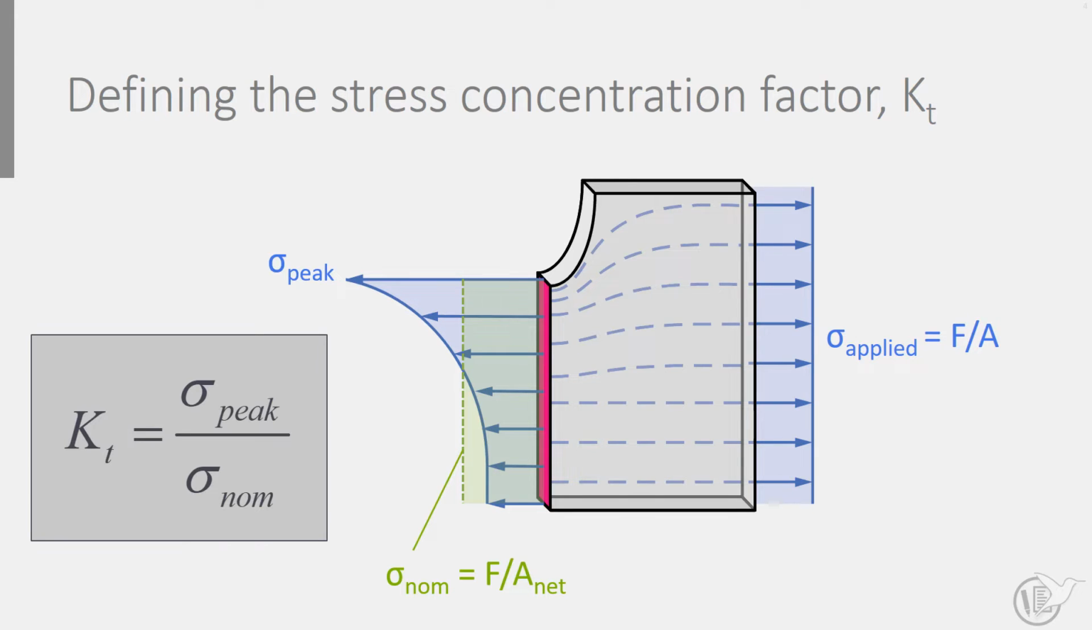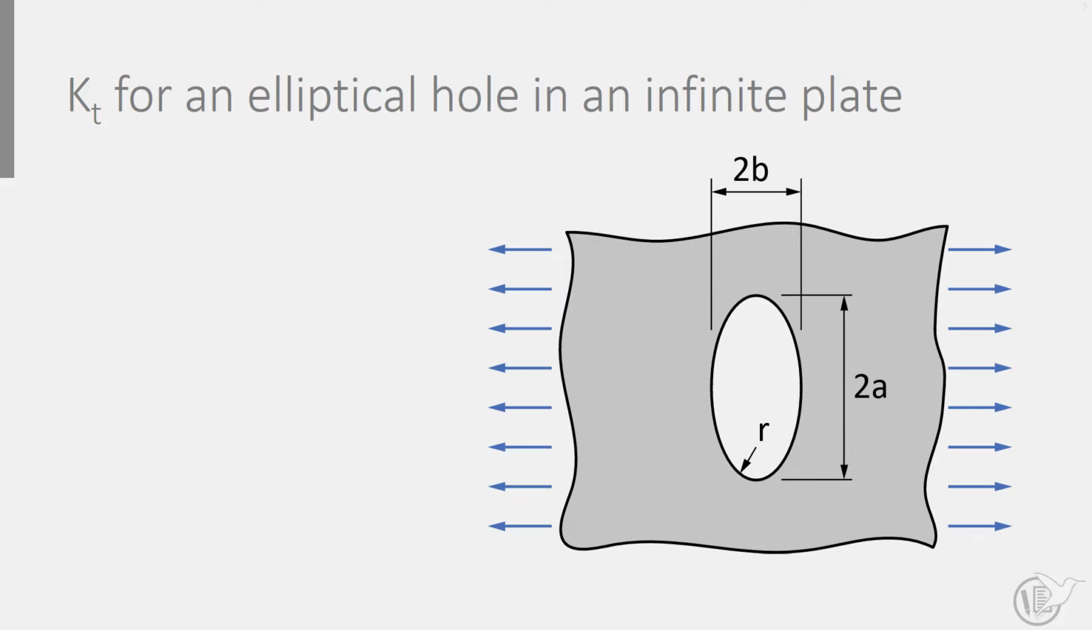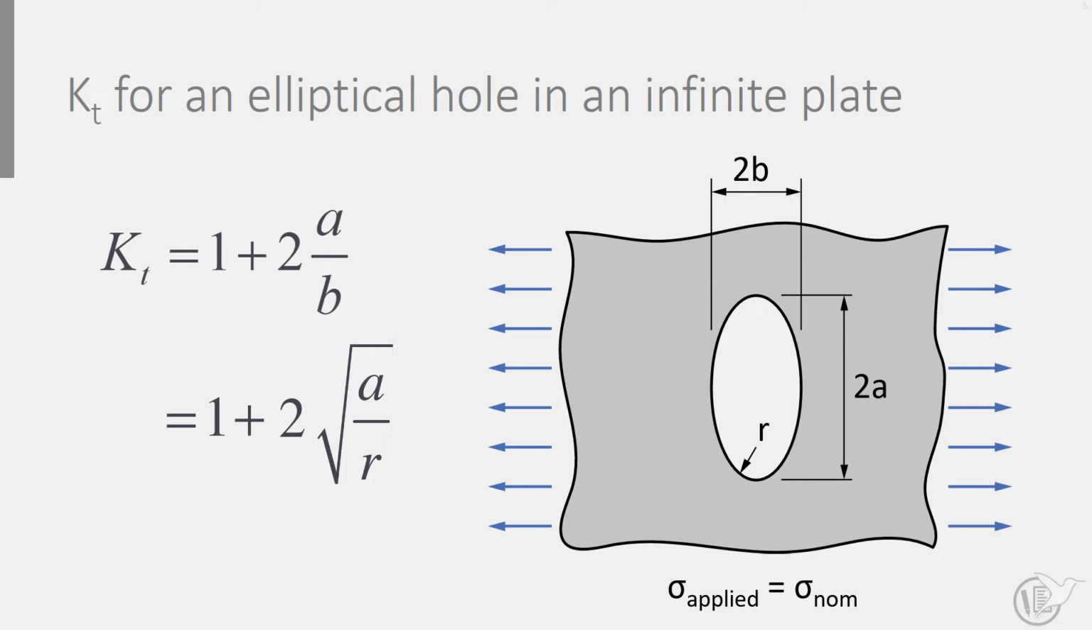If we increase the width W to infinite, we effectively created the condition that the nominal stress is equal to the applied stress. For that infinite plate, the stress concentration factor Kt can be calculated with this equation. It illustrates how Kt depends on the major and minor axis of the ellipse. Or, after rewriting, it illustrates how Kt depends on the major axis of the ellipse and the radius right at the notch root. The smaller the notch radius, the higher Kt.